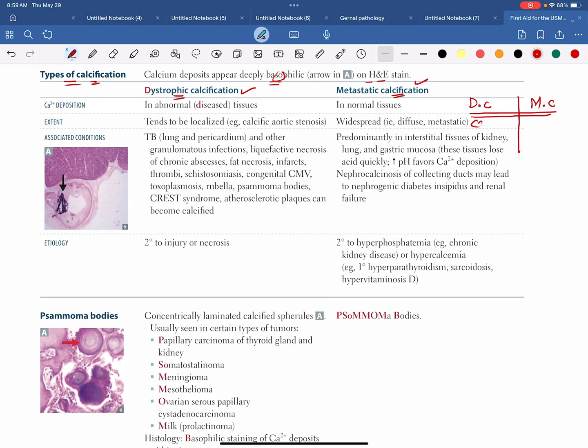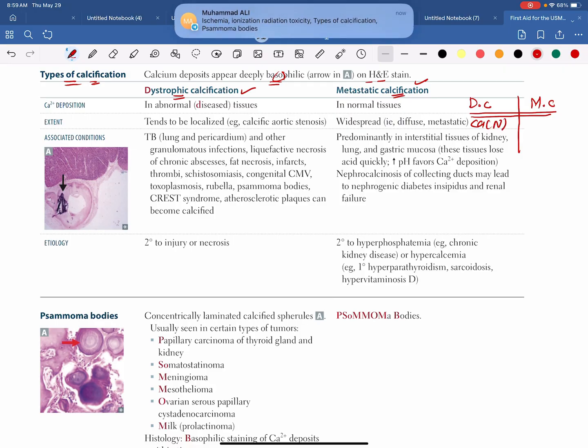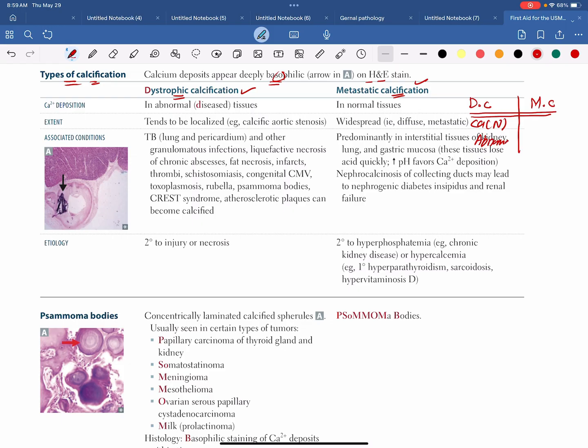It means the serum calcium is normal, but the tissue in which the calcium is going to be deposited is abnormal. So here the serum calcium is normal, but the tissue in which the calcium is deposited is abnormal. And this abnormal tissue will, you can say, attract the calcium. The calcium will come and deposit on that abnormal tissue. This type of calcification is called dystrophic.